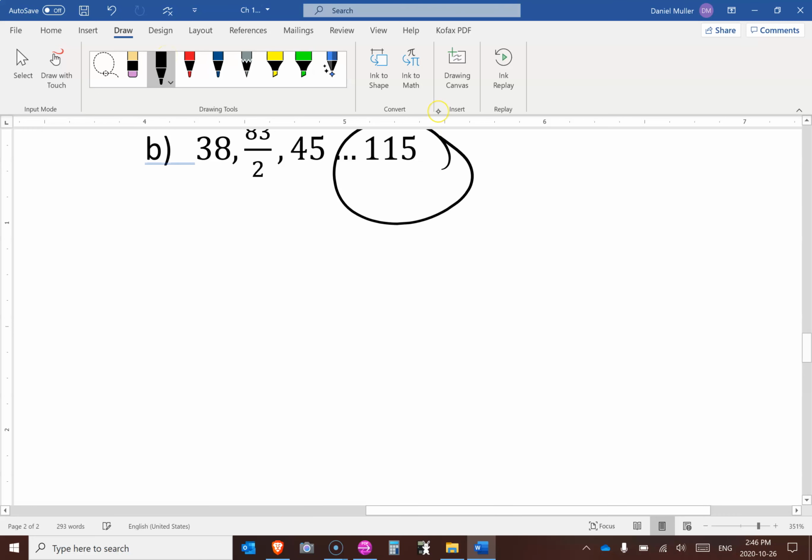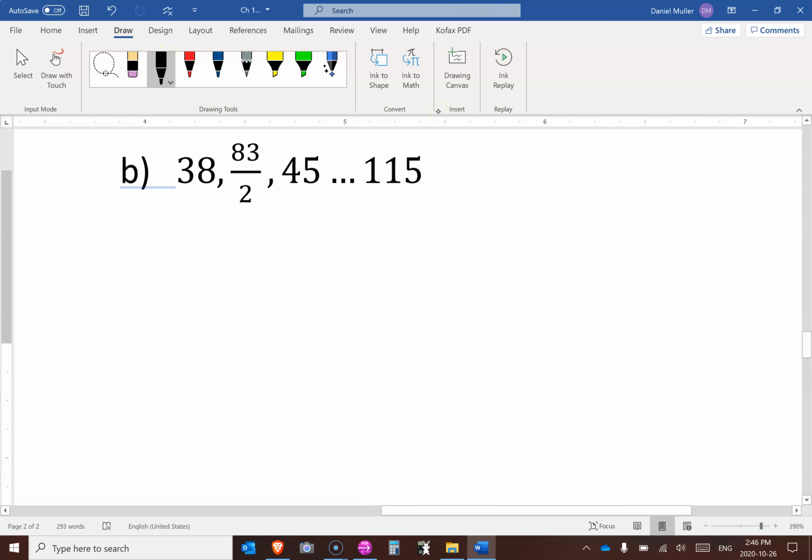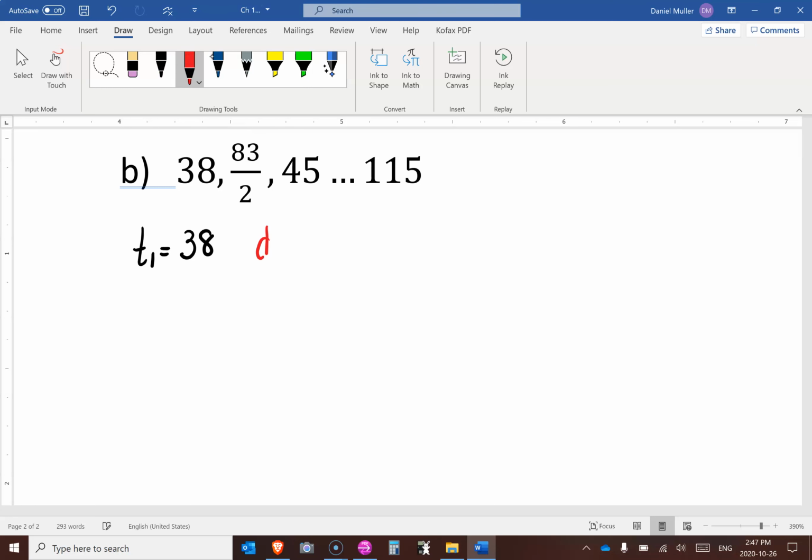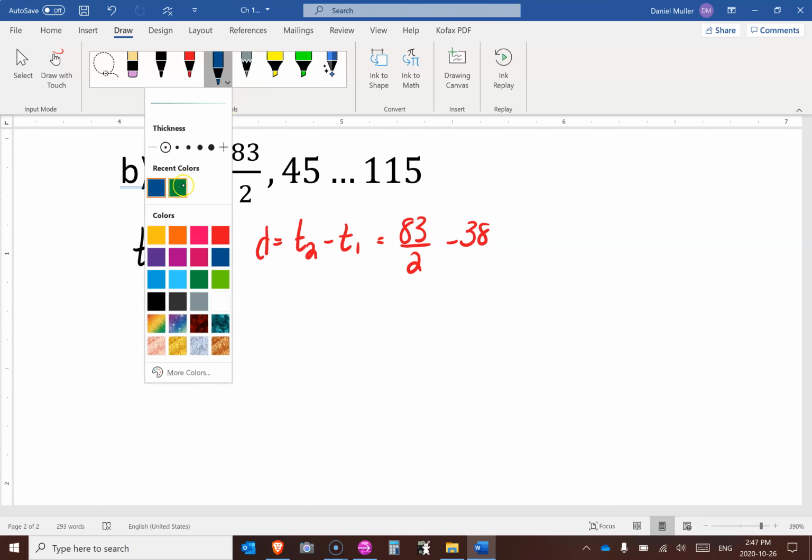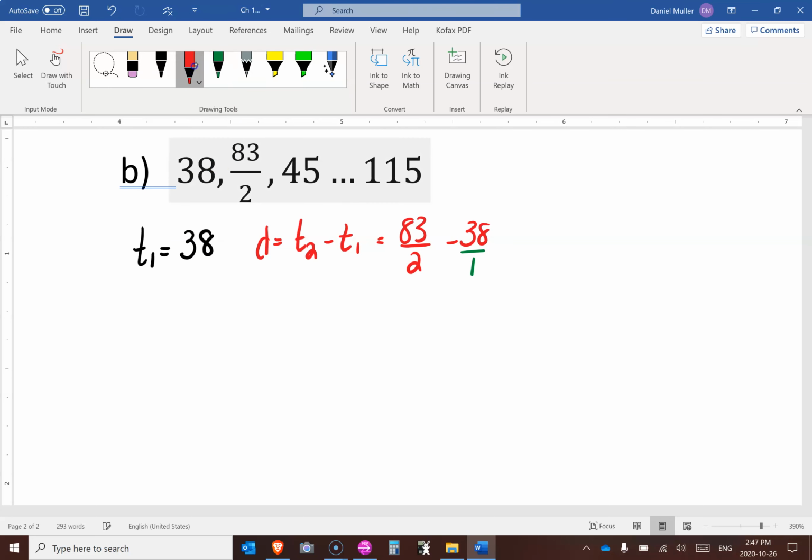So again, I've got the last term, but I just don't know which number it is. And it looks like I've got fractions here, so I'll have to deal with that. Term number 1 is 38. Now d is our common difference, which is any term subtract the previous. So I guess that's 83 over 2 minus 38. Now that doesn't look like it'll work. I'll make that over 1.